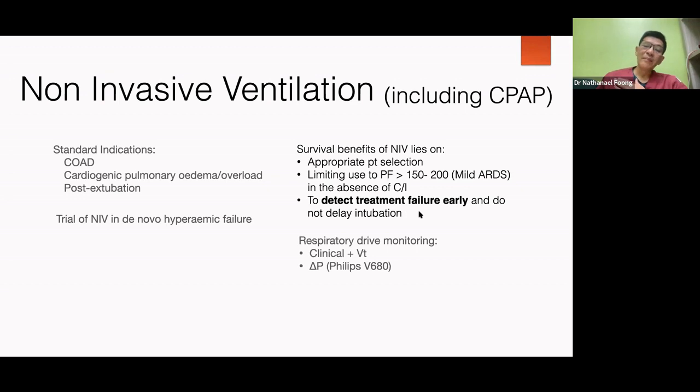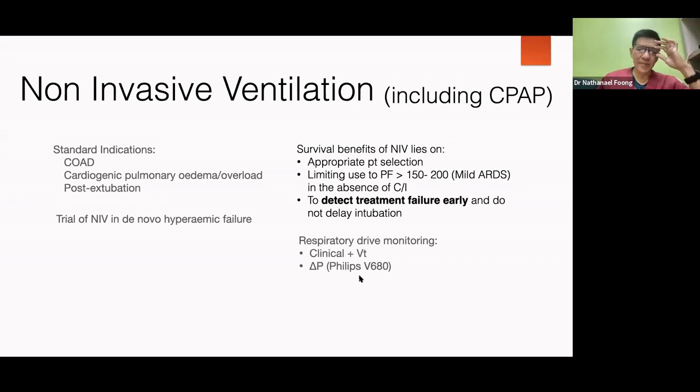Because we know patients who go on NIV, regardless of the type of patient, if they fail and intubation is delayed, they tend to have a poor outcome. But the good thing is that in NIV, we do have some degree of monitoring. Besides the clinical, we actually look at the tidal volume generated. On the flip side, because we're putting on an NIV, there is some support on the ventilation. The tidal volume generated can be quite huge, right? So this is the balance that we need to find.